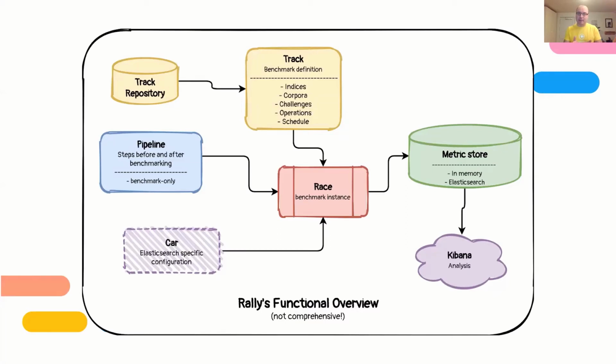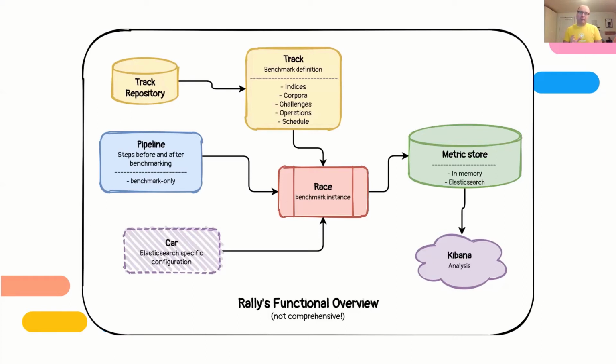Inside a track, you will find things like this: indices, corpora, which is the data, challenges and operations. And operations are things like create an index, delete an index, wait for green state, make some bulk indexing. The challenges will be like the runtime configuration for these operations, like what's my throughput? How many threads should I use? And the schedule is going to tell it in which order things are going to happen. You also have something called a track repository, which allows you to share the tracks between your team.